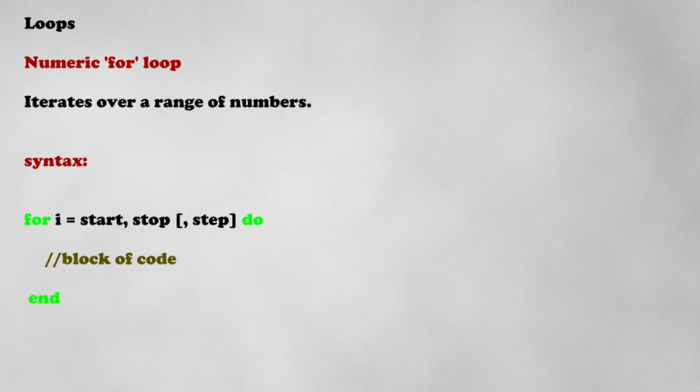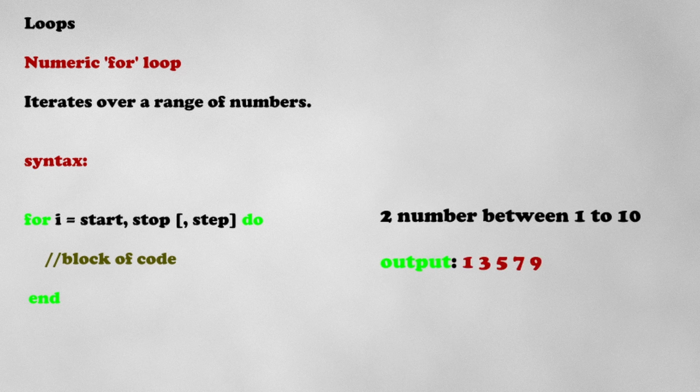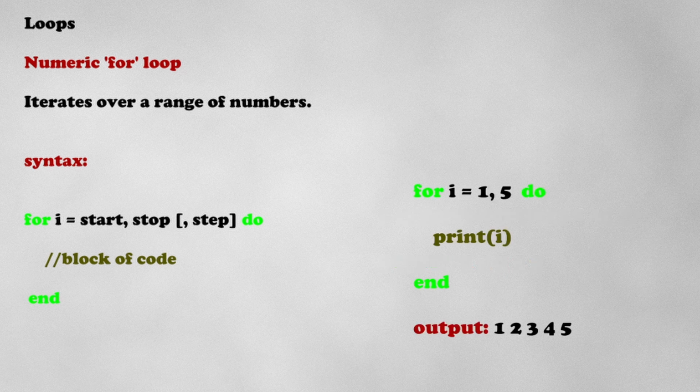If you want to skip any steps in between, like a step of 2 between 1 to 10, then we get 1, 3, 5, 7, 9. If you don't want a step, then leave it blank. For example, I want to print numbers from 1 to 5. For i equals 1, 5 do. Print i. End. Here, first, i is 1 and enters into the block and prints the i value.